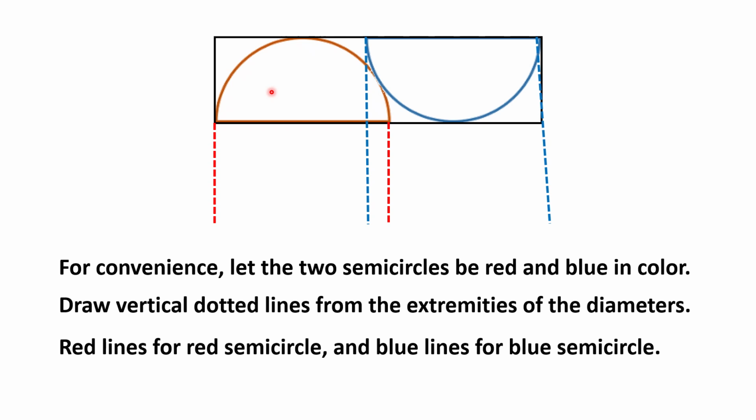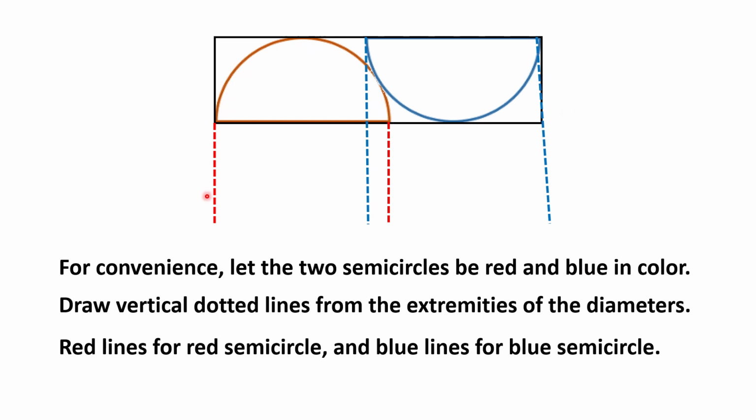Now for convenience, the first semicircle is red in color, the second semicircle is blue in color, and we have drawn horizontal lines from the extremities of the diameters. So from the extremities of the first diameter, we are drawing red dotted lines, and from the extremities of the second semicircle, we are drawing blue dotted lines, right? And see that the first red line and the last blue line coincide with the edges of the rectangle. The left edge and the right edge of the rectangle, this red line and this blue line will coincide.